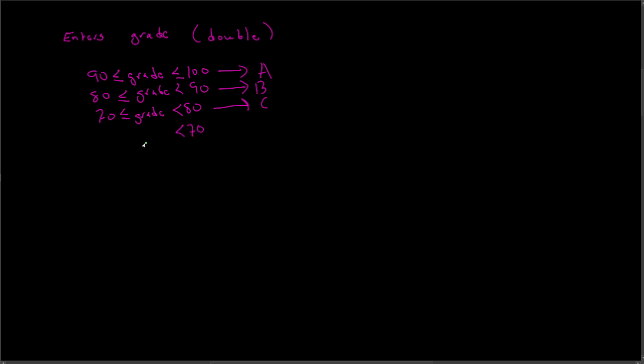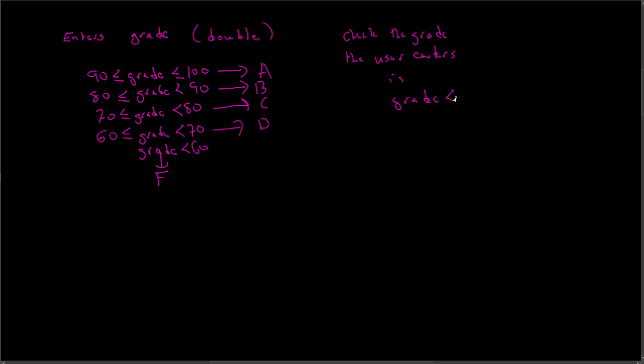If it's less than 70, but greater than or equal to 60, it outputs a D. And then anything else should output an F. That would be grades less than 60. And we also want to check that the grade the user enters is between 100 and 0. And so this should be our first check as we build our program.